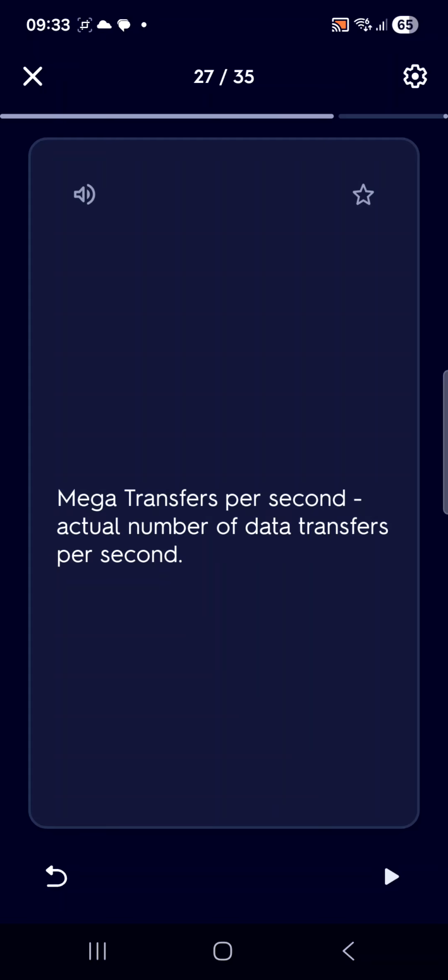What does MT/s mean in RAM specifications? Mega transfers per second, the number of data transfers per second. Convert DDR4 3200 to PC ratings. DDR4 3200 is equal to PC4 25600.